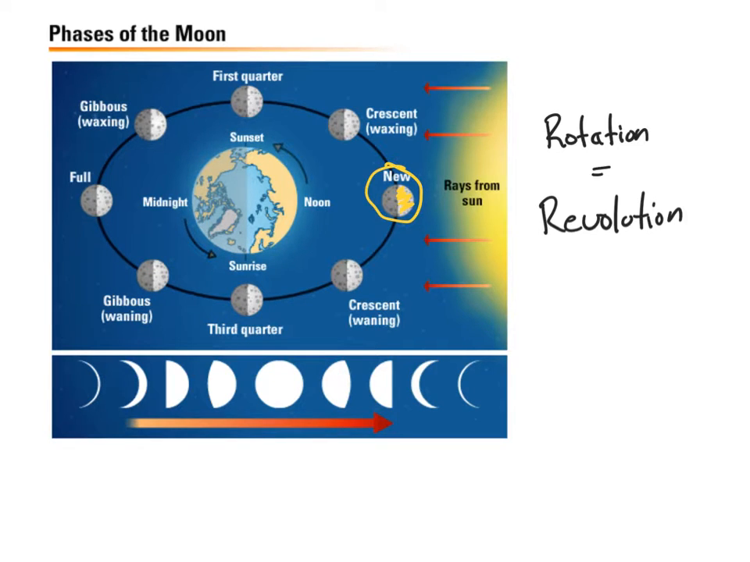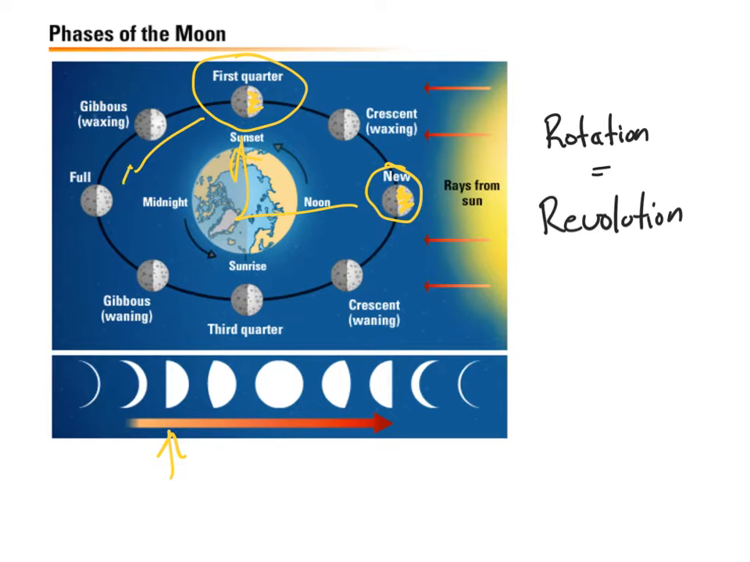Now, as we travel around its revolution, we'll come to the first quarter here. In the first quarter, if you looked at the moon, it's going to look a little something like this. You're going to see half of the moon lit up and half of it dark. And the reason for that is because we're at a 90-degree angle with the sun. So the lit part here is going to show us that half is lit up and the other half is dark.